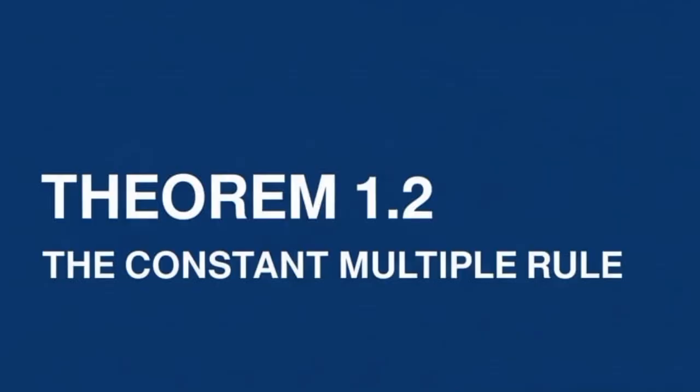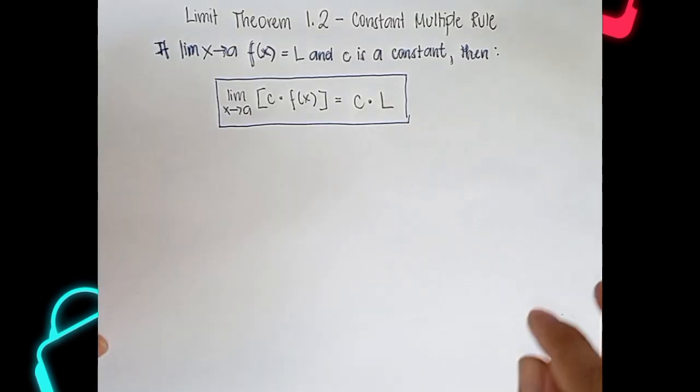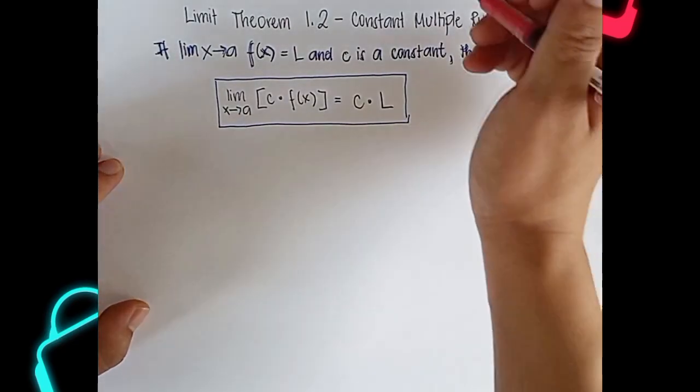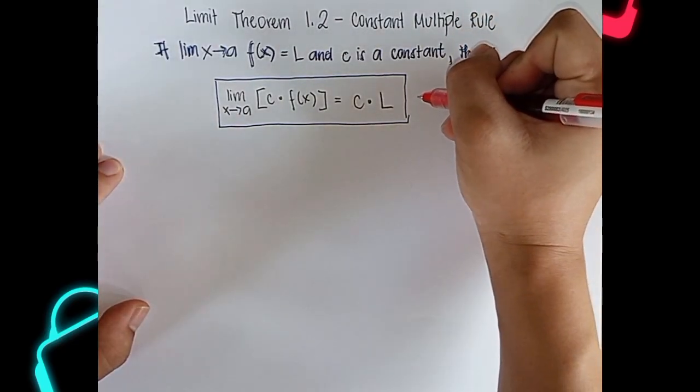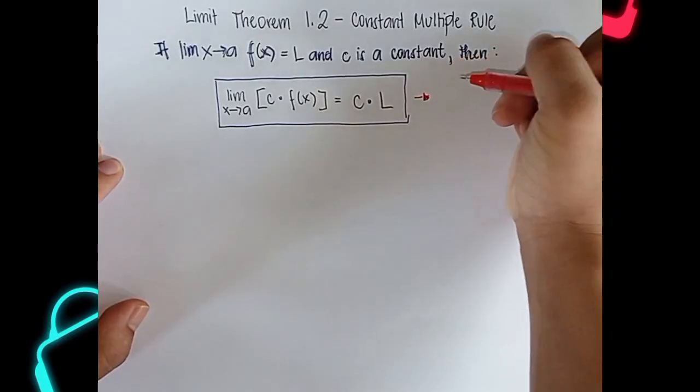Now we are already done discussing the constant function rule, which is limit 1.0, and also limit 1.1, which is the identity rule. So this plays a pivotal role for us to understand the following limits. It is because this helps us to understand and answer accurately and reliably. Since we are already done with limit 1.1, let's proceed to limit theorem 1.2, which is the constant multiple rule.